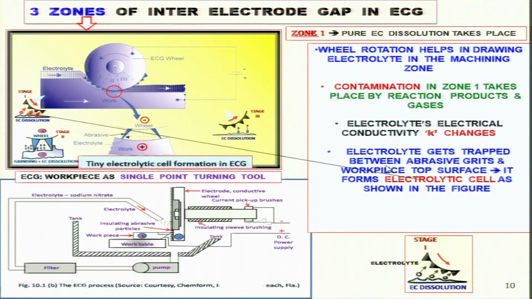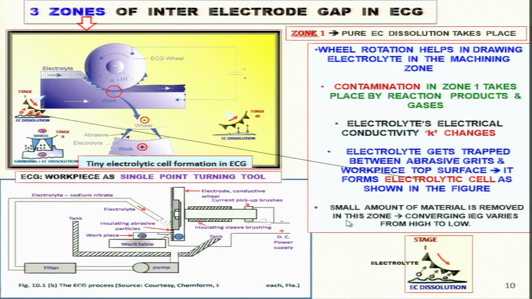Electrolyte gets trapped between abrasive grains and the workpiece top surface. As you can see over here, electrolyte gets trapped between abrasive particles and workpiece surface. It forms an electrolytic cell as shown in the figure. A small amount of material is removed in this zone. The converging inter-electrode gap varies from high to low. As you can see here, the inter-electrode gap is large, here it is low.